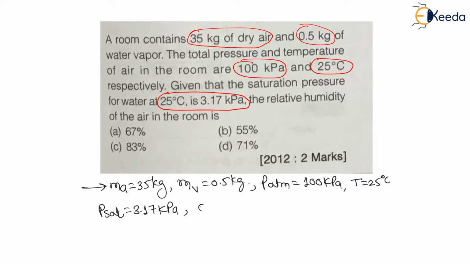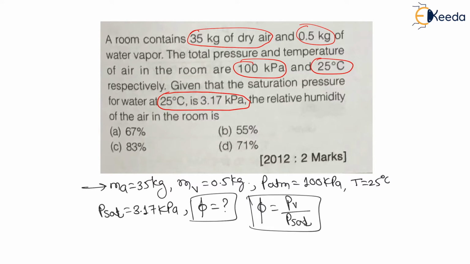Now, my dear students, they are asking relative humidity, and if you look at the options, all the options are given in percentage. So we have to find relative humidity in percentage. So let us solve for this relative humidity. Now, my dear students, we know that relative humidity is nothing but vapor pressure divided by saturation pressure, right? This is the relative humidity in fraction. Now, if I multiply this with 100, then I will get in percentage.